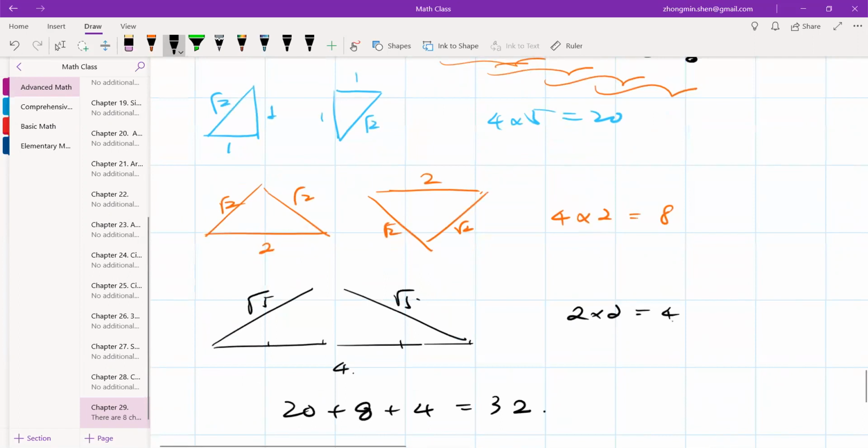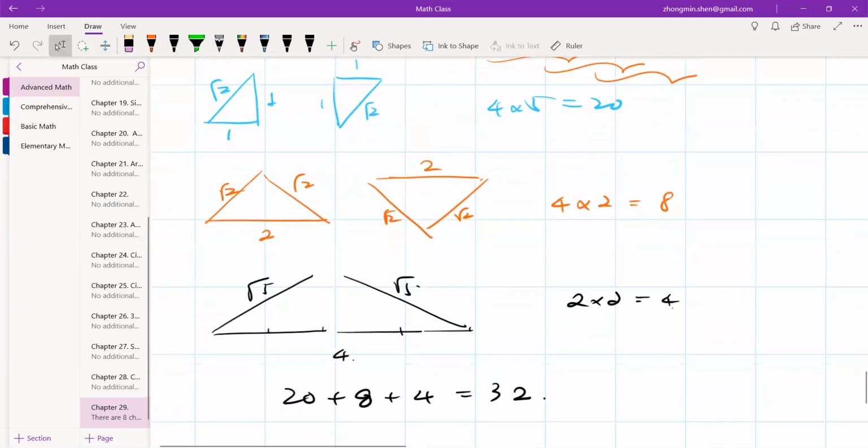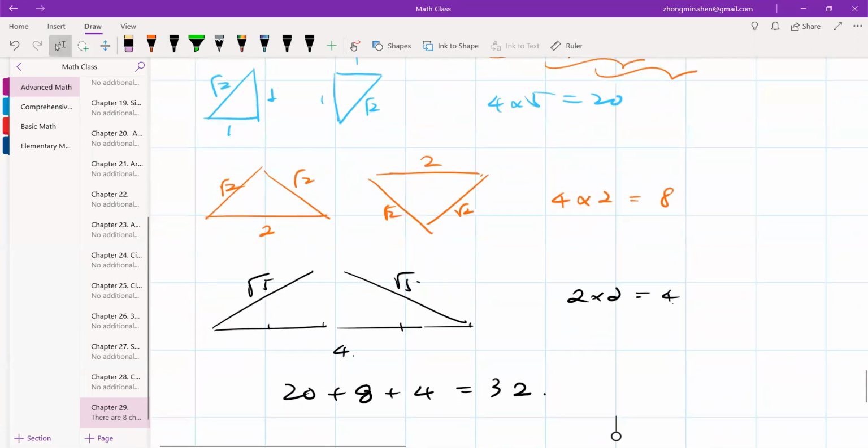So Brian, you got 32, good. 32. So it's not easy to count it, right? First of all, you have to figure out all the possible sizes. For each fixed size, you count those figures.